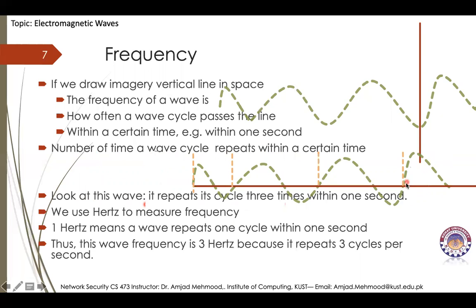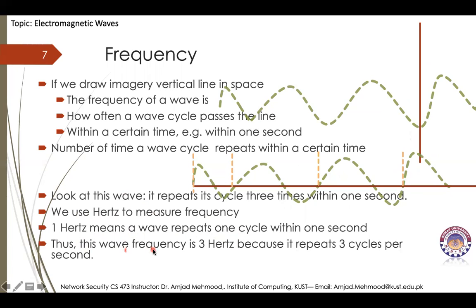As you know, this is cycle number one. This is cycle number two, and this is cycle number three. So as this passes through this vertical line in a second, we call this a frequency. We use hertz to measure frequency. 1 hertz means a wave repeats one cycle within a second.